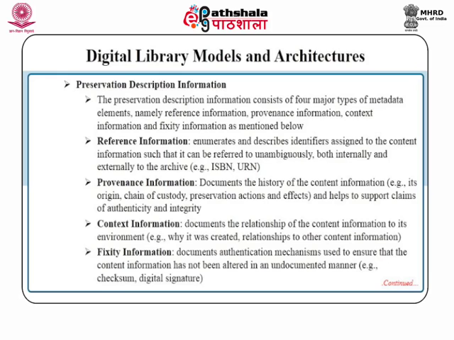Provenance information documents the history of content information, for example its origin, chain of custody, preservation actions and effects, and helps to support claims of authenticity and integrity. The context information documents the relationship of content information to its environment, for example why it was created and its relationship to other content information. Fixity information documents authentication mechanisms which are used to ensure that the content information has not been altered in an undocumented manner by using checksums and digital signatures.